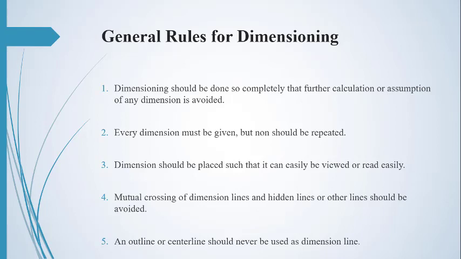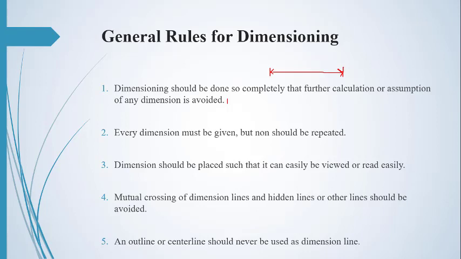Now let's see the general rules for dimensioning. Dimensioning should be done so completely that further calculation or assumption of any dimension is avoided. This statement says that the dimensioning that we give to any drawing must be clear, so that other dimensions, calculations or assumptions should be avoided.